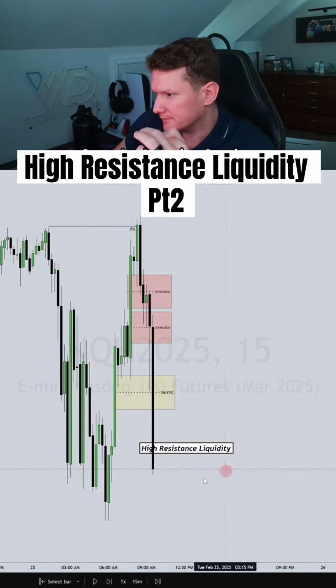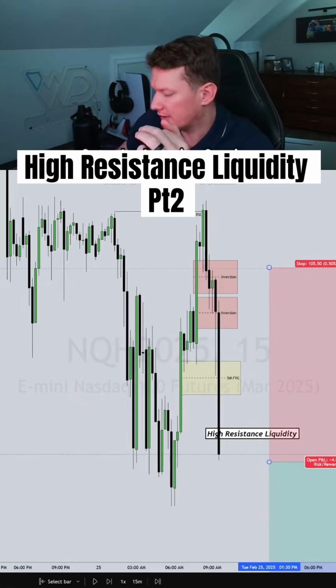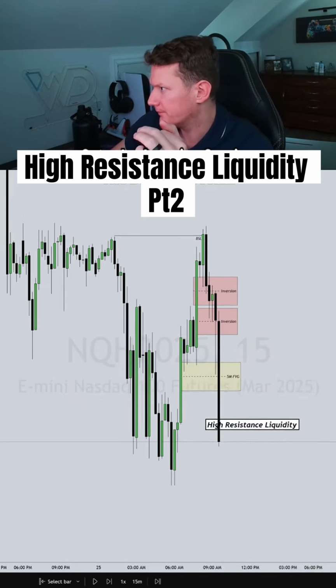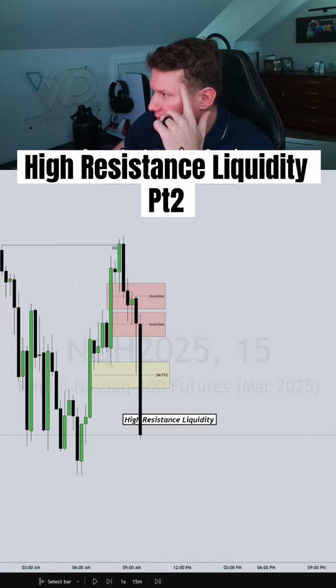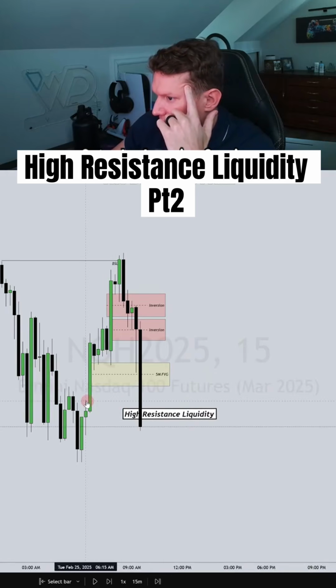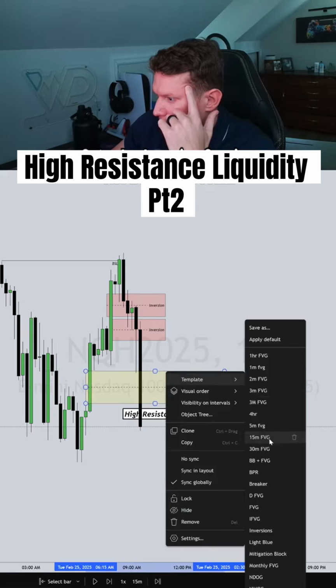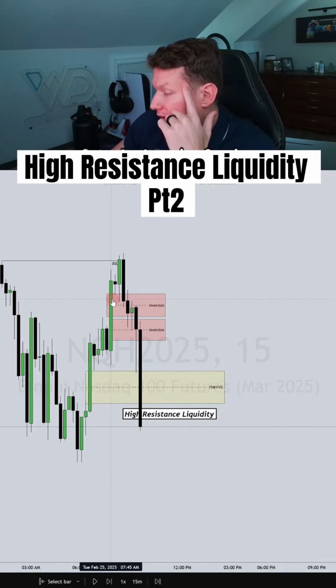Let's hop on the 15. Here's another thing. Here's another reason why I'm not taking that trade just yet. Look at how much I got to deal with here. This is why high resistance liquidity looks like a 15-minute gap here now, coinciding with a 5-minute gap. Okay. 15-minute gap up here got flipped.